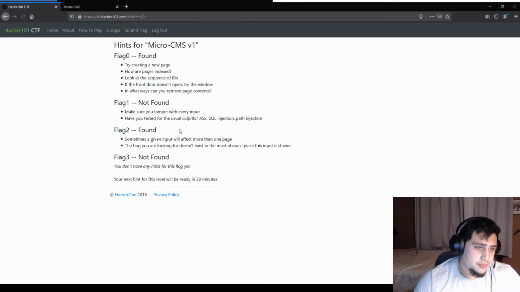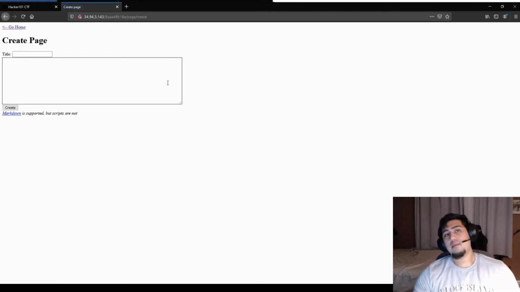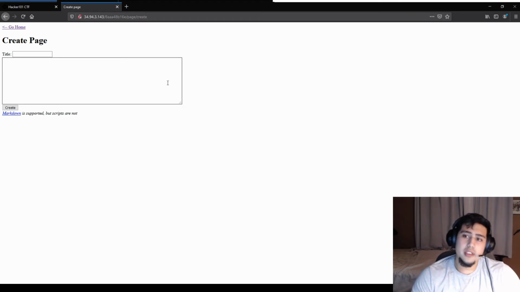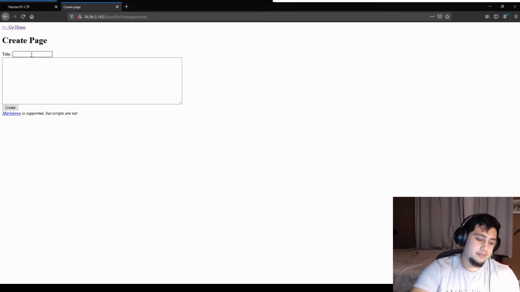The hints that are given are: make sure you tamper with every input, and have you tested the usual culprits? One of the usual input tests would be a SQL injection. But SQL injections are mainly used for vital data like usernames or passwords. So entering blah or 1 equals 1.